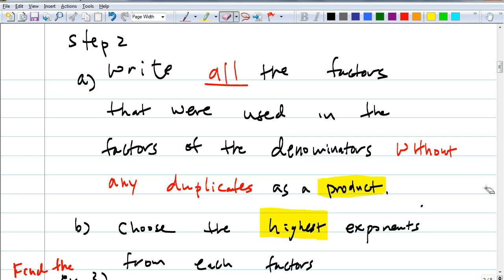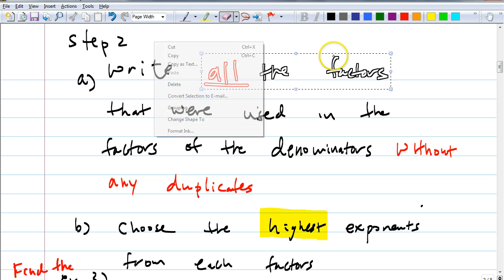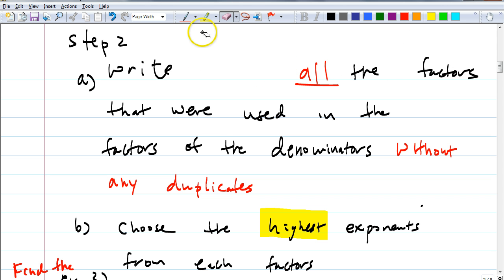Then there are two parts in step 2. Then you choose the highest exponents from each factor. It sounds like a lot of work, but it's not really. When you see me do it, you'll go, oh, that's pretty easy. So write this down: write all the factors that were used in the factors of the denominators without any duplicates as a product. Choose the highest exponents from each factor is the second part. Maybe I should write the product of all the factors, because product is important, right?